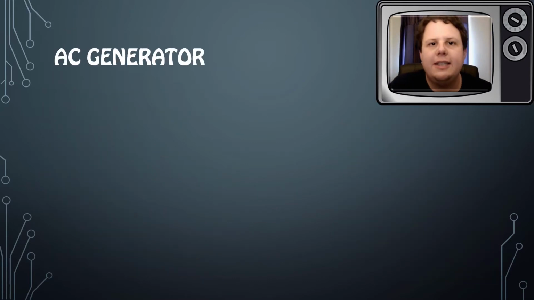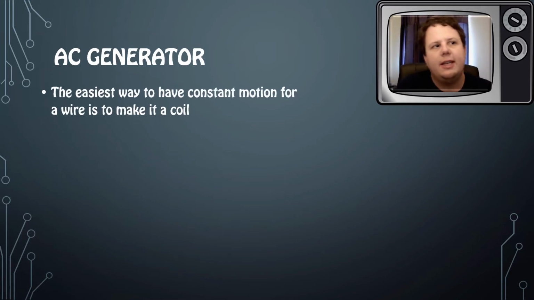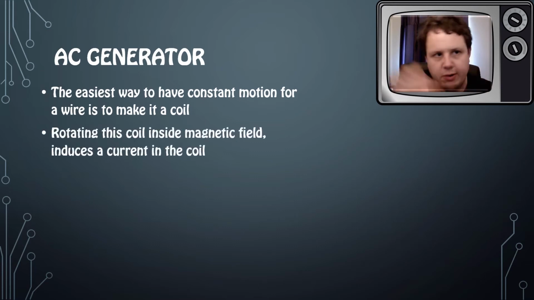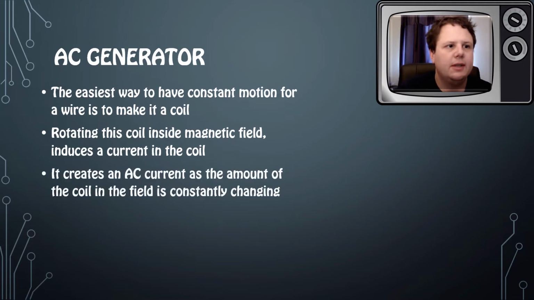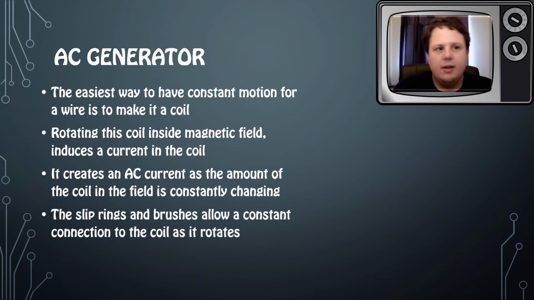Okay, so the AC generator. The easiest way to have constant motion for the wire is to make it a coil. If we rotate that coil inside the magnetic field, we induce a current in the coil. This creates an AC current as the amount of coil inside the field is constantly changing, but also the wires are changing direction. Now we have slip rings.